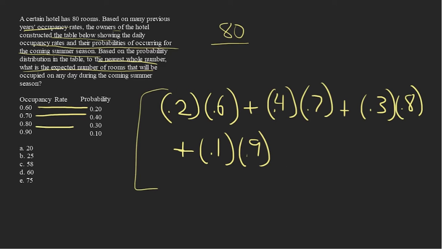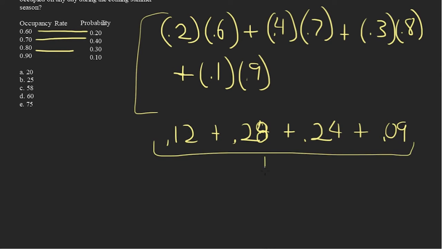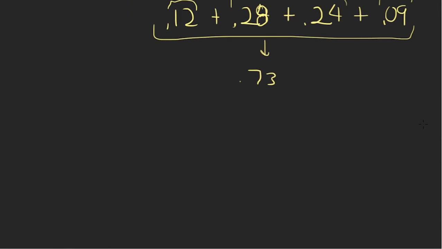When we add all of these up, multiply it out, add them up, you get 0.12 plus 0.28. I'm sorry, that's actually 0.28 plus 0.24 plus, that's going to be 0.09, right? And we get 0.40, this is 0.52, right? 0.52 plus 0.09 is 0.61. 0.61 plus 0.12 is 0.73. So 73% of the rooms on any given day will be filled.